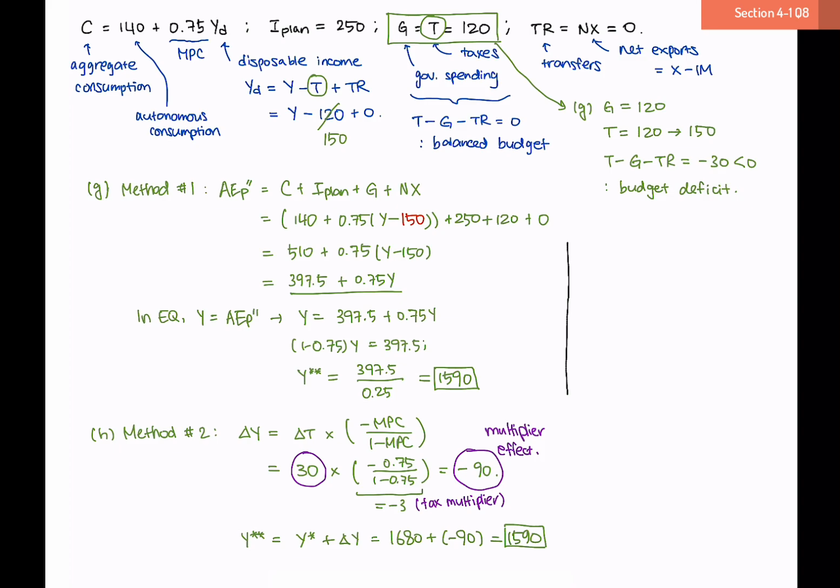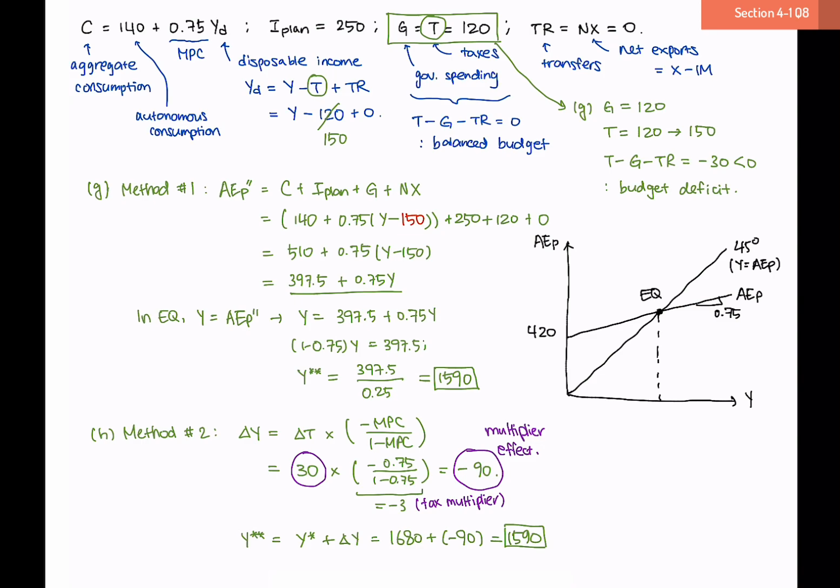Let's draw this out on the Keynesian cross. Again, starting with the axes of planned aggregate expenditures on the y-axis and output of y on the x-axis. We also have the 45-degree line, which represents all the possible points of equilibrium. Our original planned aggregate expenditures started at the y-intercept of 420 with the slope of MPC, which is 0.75, where the planned aggregate expenditures curve meets the 45-degree line is your equilibrium. We've already found out that it's 1680.